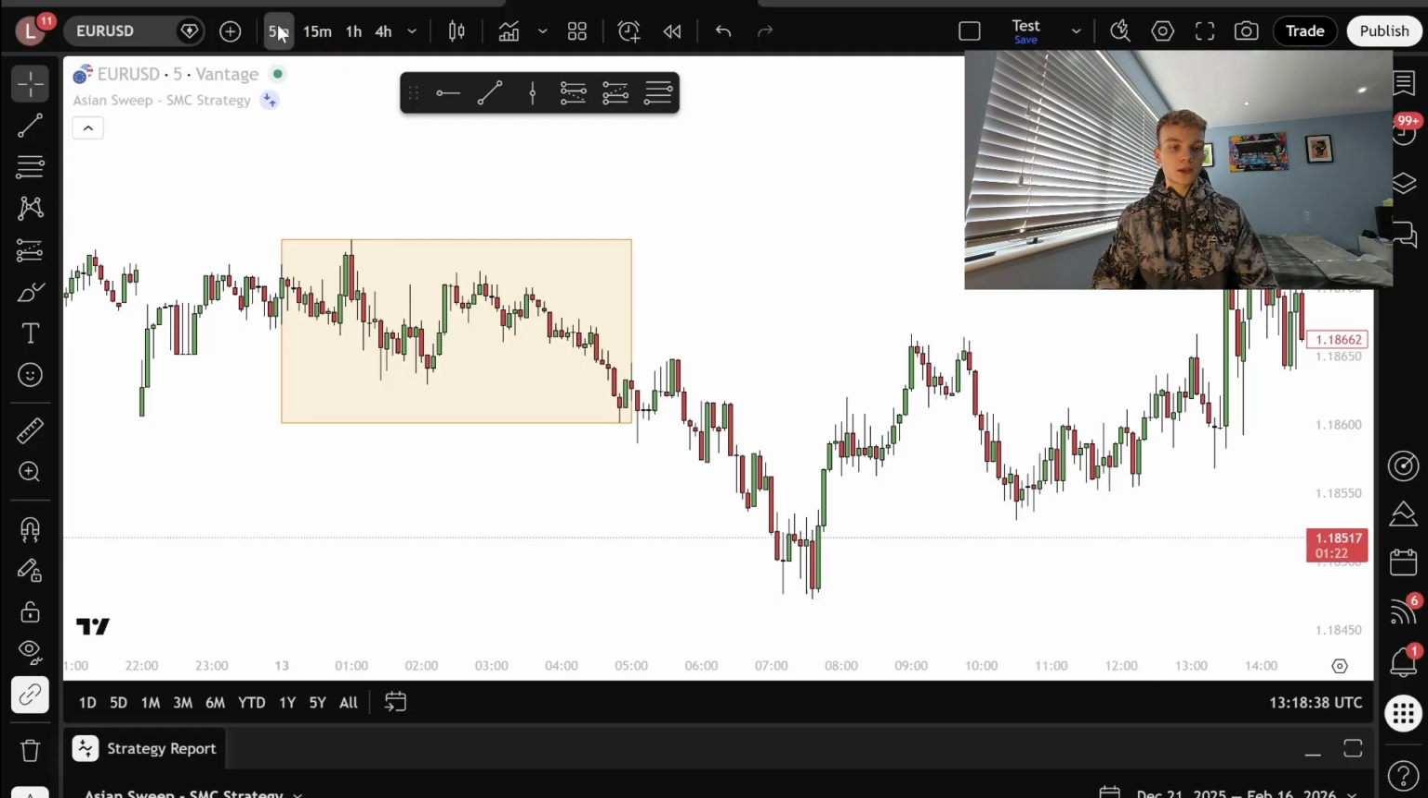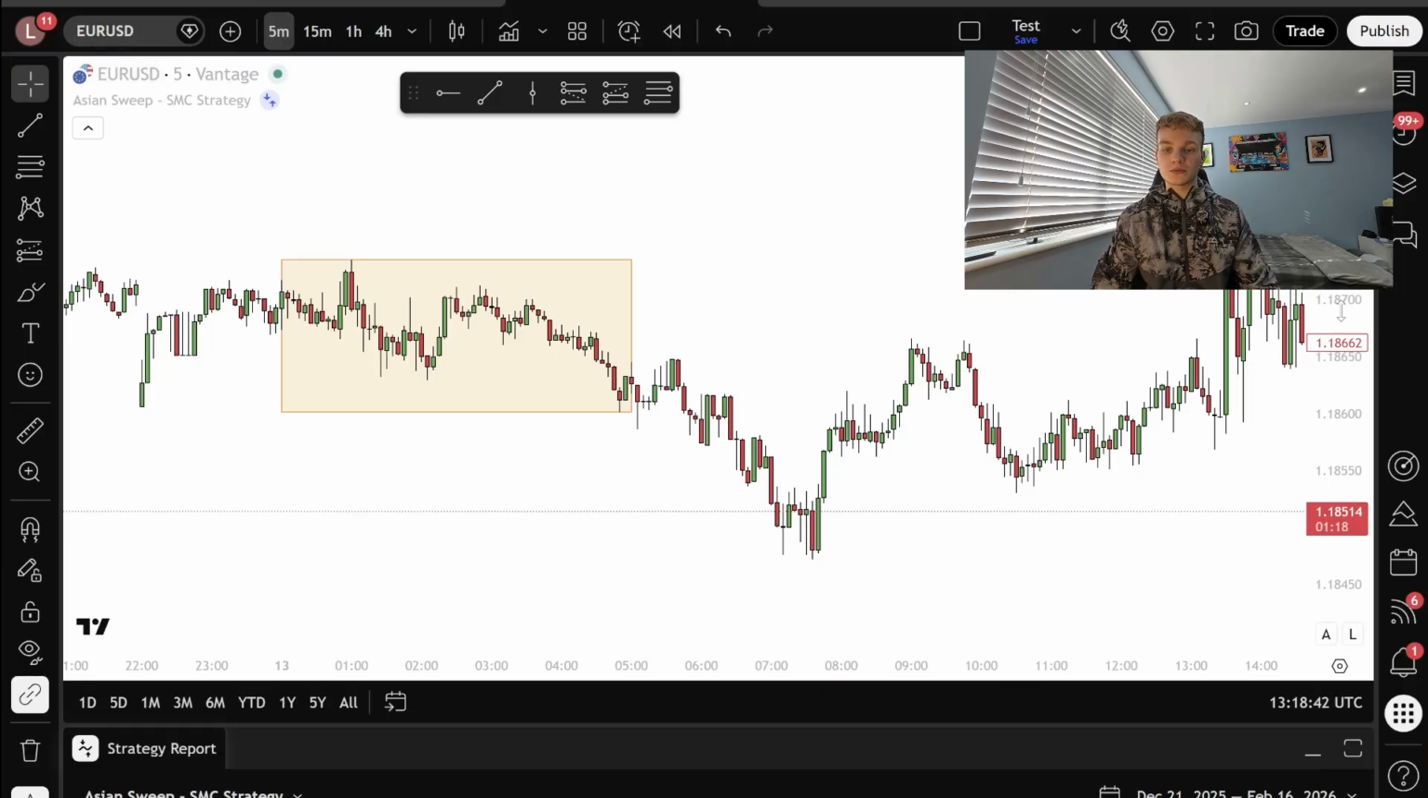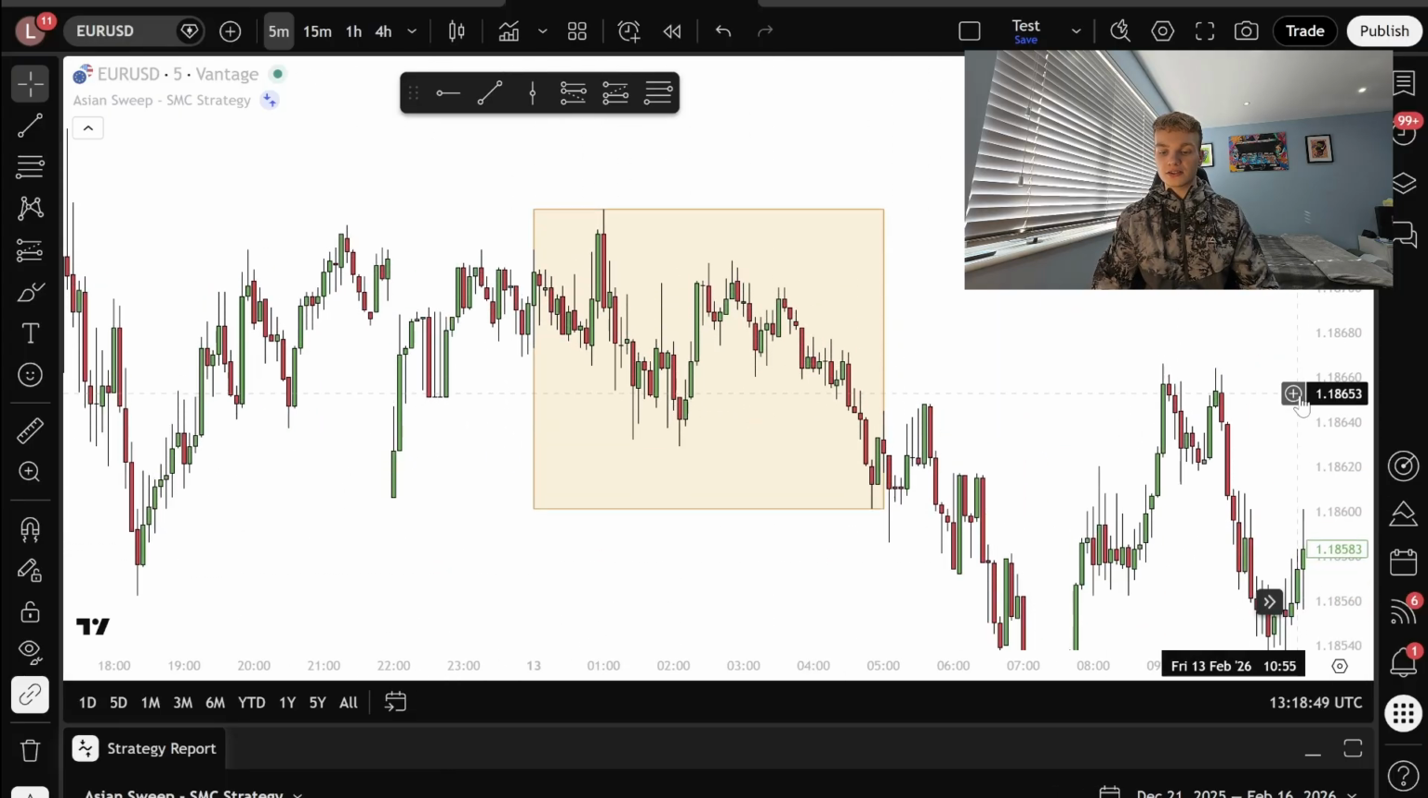So first of all, we want to make sure that we're on the 5 minute time frame. We then want to make sure we're on the pair that we want to be utilizing to look at the Asian session period in the morning. And then we want to actually just scale in and look at the Asian session itself.